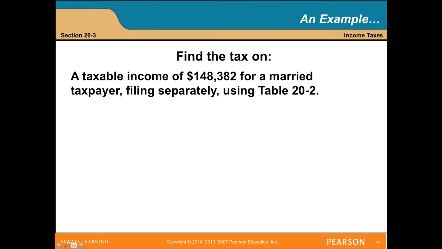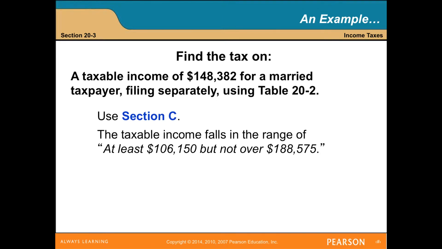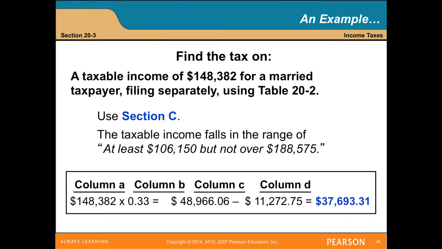Find the tax on taxable income of 148,382 for a married taxpayer filing separately using table 20-2. Use section C. The taxable income falls in the range of at least 106,150 but not over 188,575. So you look at column A, which is 148,382 given, times 0.33, which equals 48,966.06, minus 11,272.75, and that equals 37,693.31.